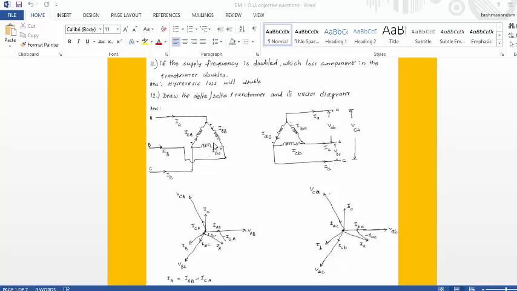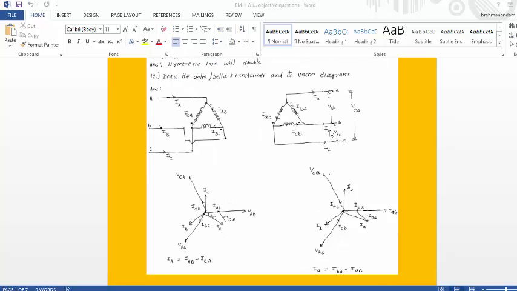This is ICA and this is IAB and this is IBC current. Similarly here the per phase currents are IAC, ICB, similarly IBA, and these are the line currents IA, IB and IC. Similarly here also IA, IB and IC.